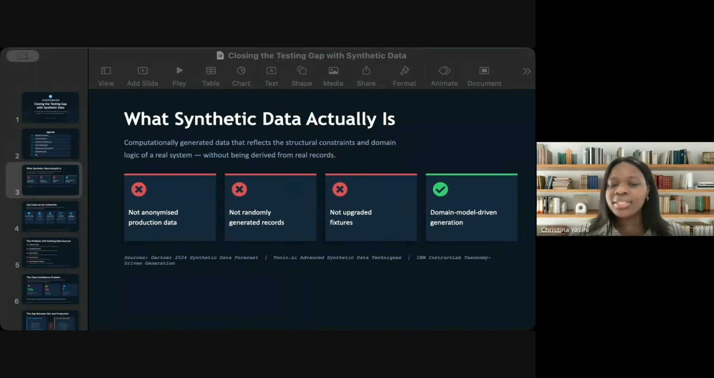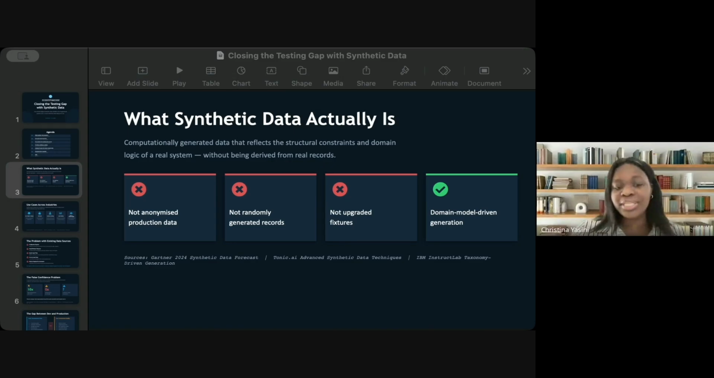And by statistical properties, we mean that the data follows the same patterns and distributions you would see in a real data set. So if 80% of your customers are in 3 cities, the synthetic data then reflects that. If most orders contain between 1 and 4 items, the data follows that pattern.